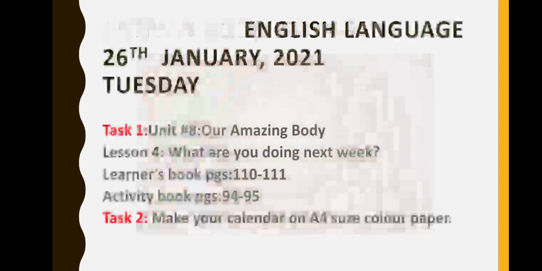So now time to discuss today's task. Today you will have 2 tasks. Task 1 is that you will attempt learner's book page 110 to 111, and then you will do some written work on activity book page 94 to 95. And the task 2 is that you people are going to make your own calendar on A4 size color paper.